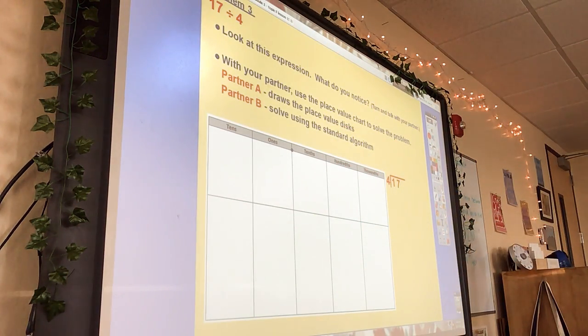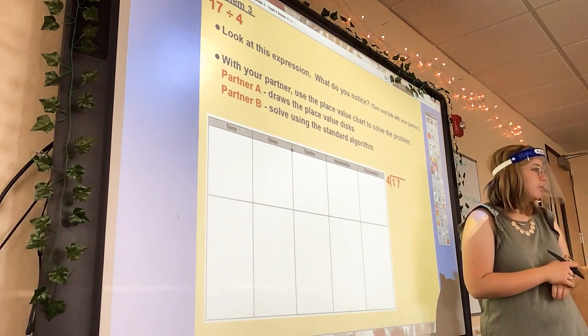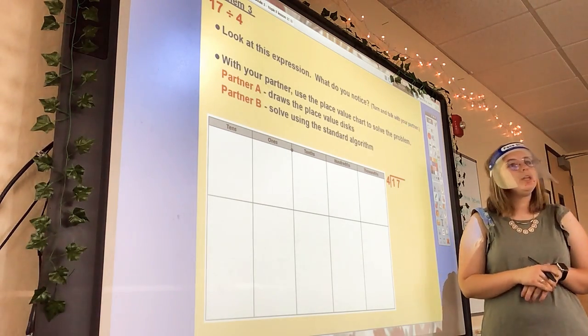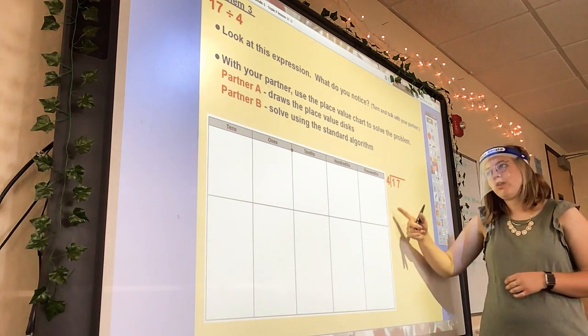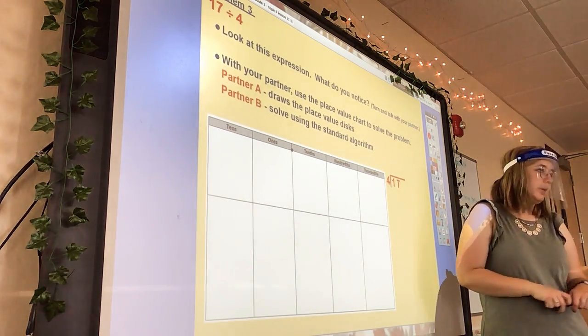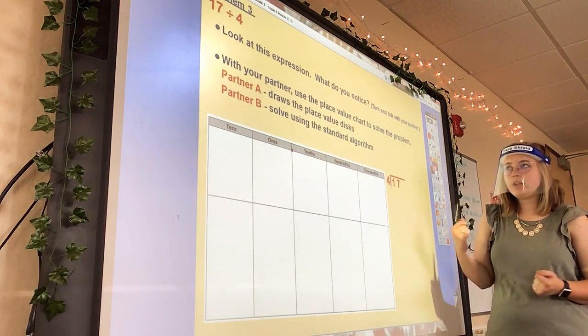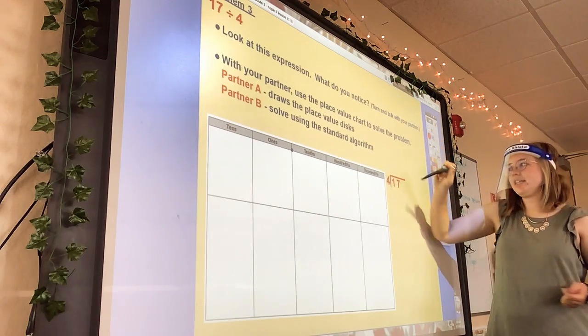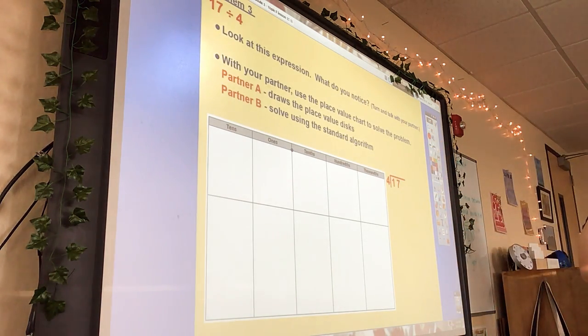Okay. 17 divided by 4. Are there any decimals in this problem? No. Okay. So interesting. We're gonna have to see how it goes. We're gonna do the standard algorithm, and then if there's time, I'll show you the place value chart for it. We're gonna do it together as a class. So if you could, after you write it like that, can you write it in the standard algorithm for me, and we're gonna solve it together.